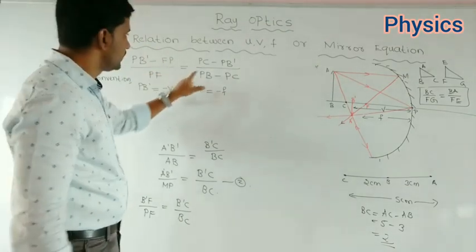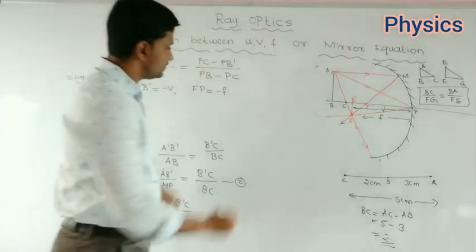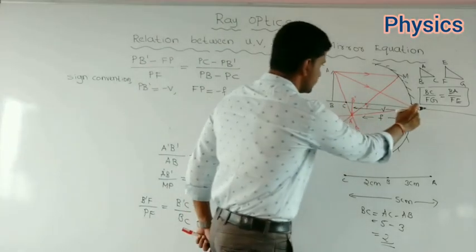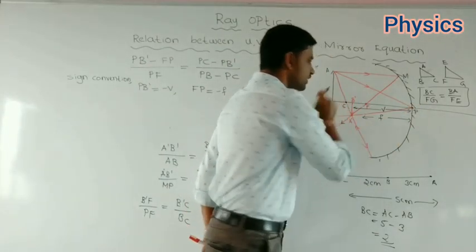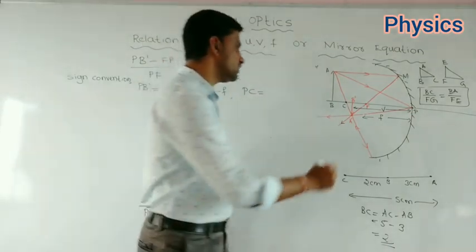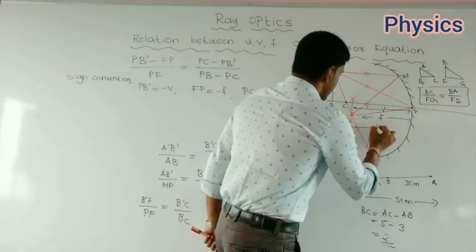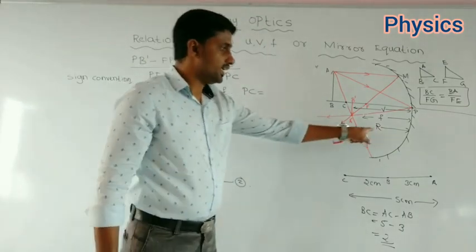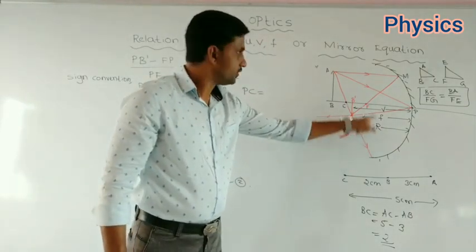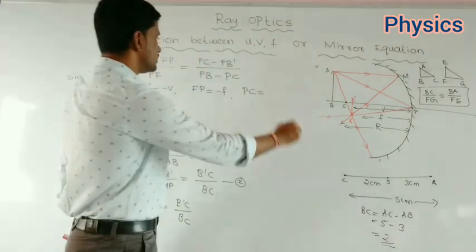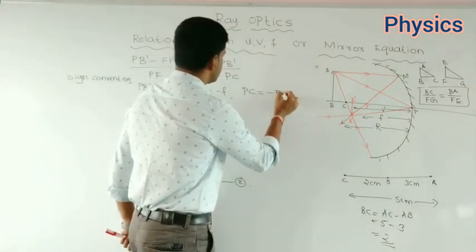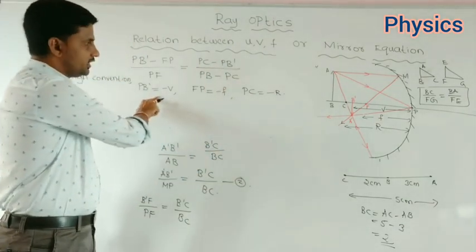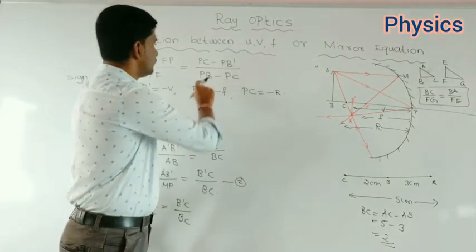FP, PF same. And here PC. What is PC in the diagram? PC is the distance from pole to the center. Distance from pole to the center is the radius of curvature, that is R. That distance is also opposite to that of incident light, so by using sign convention I can write minus R.